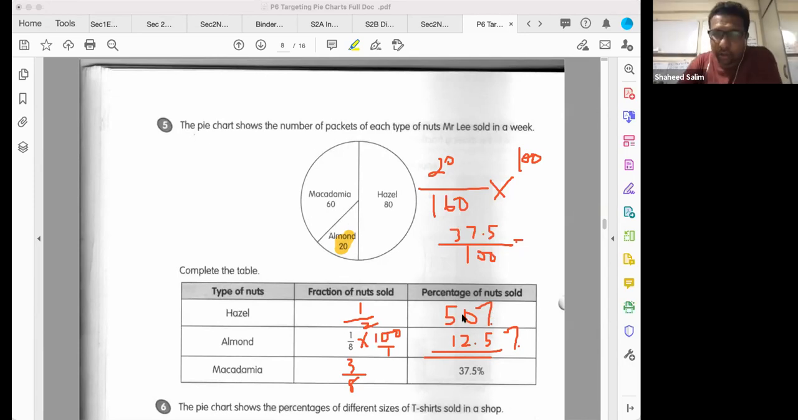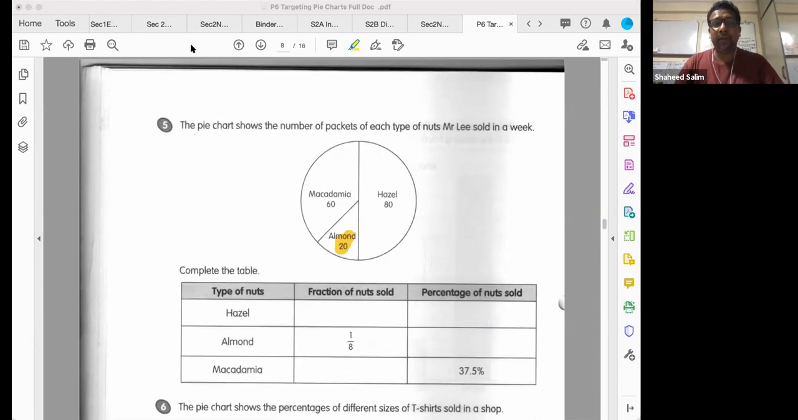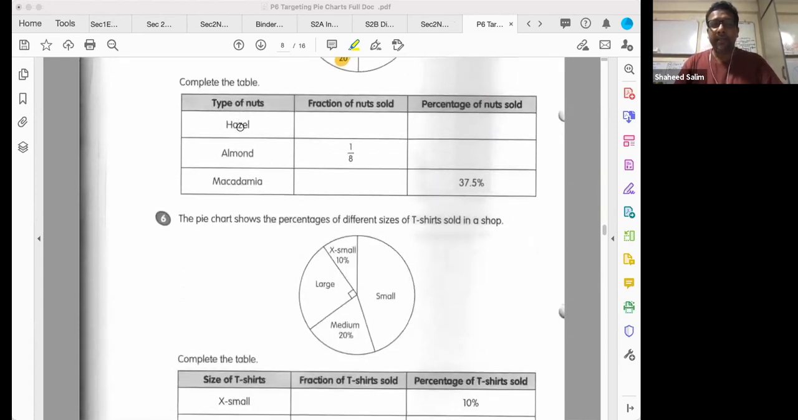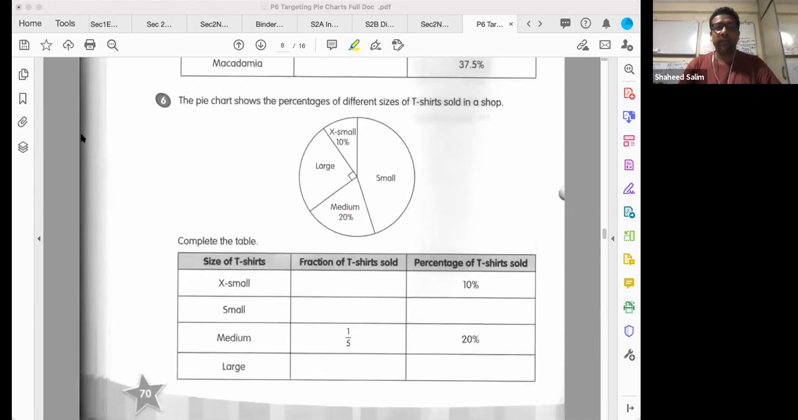Now let us check whether it's correct. 50 plus 12.5 plus 37.5, 100%. 3/8 plus 1/8 plus half, you put inside the calculator, you get 1 whole. So it's correct. Okay, so let's see. Sophia said macadamia. Okay, well done, Sophia. You collect the macadamia nuts. Okay, here we go. Easy, right? Okay, next one.